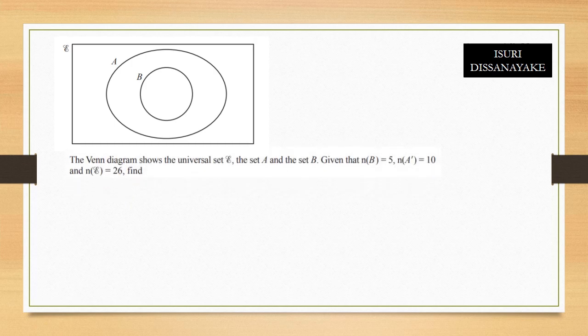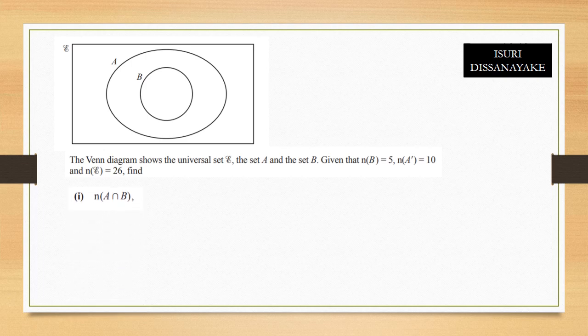Look at this question. It says the number of elements in B is 5. The number of elements in complement A is 10. And the universal set is 26. So I want you to do the sum. I will just give you the answers.